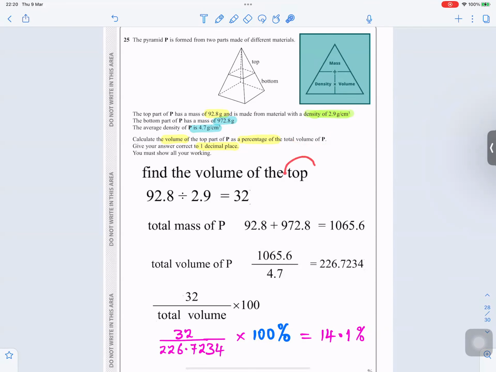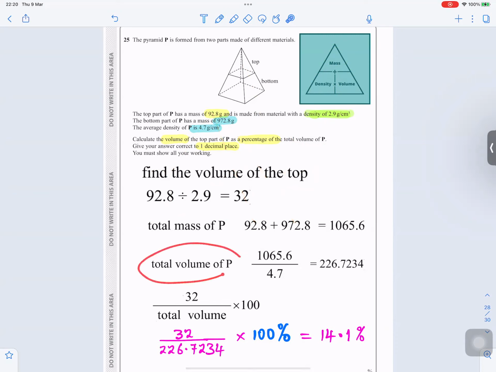So we want to find the volume of the top part. Volume is given by mass divided by density. The mass is 92.8 divided by the density 2.9 gives us 32. That's the volume of the top part. The total mass of P is 92.8 plus 972.8. So we have the total mass.